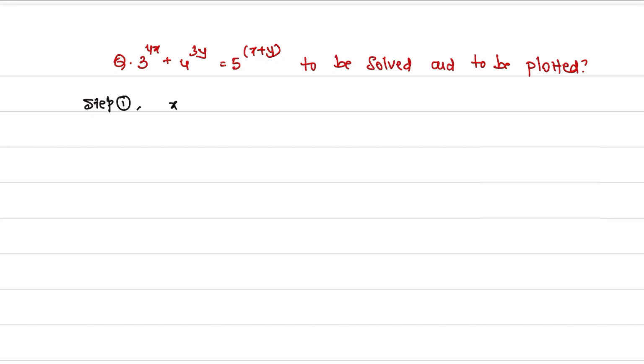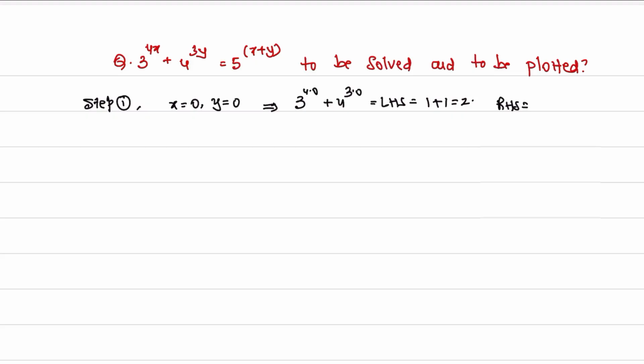As a simple measure, we will start with step 1. Let us say x is equal to 0, y is equal to 0. Does it give any solution? Let us see. 3 to the power of 4 into 0 plus 4 to the power of 3 into 0 is the left hand side. That is equal to 1 plus 1, that is equal to 2. What is the right hand side? 5 to the power of 0 plus 0, that is equal to 1. Left hand side is equal to 2, not equal to right hand side.